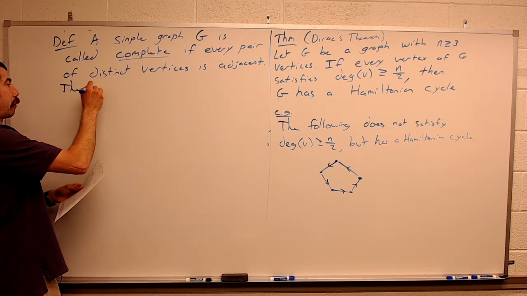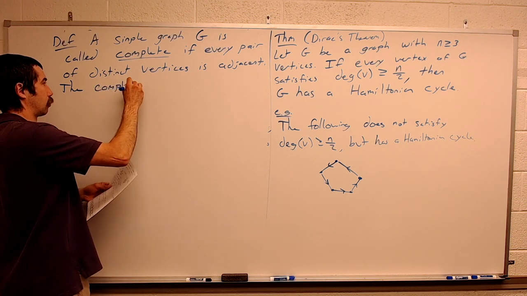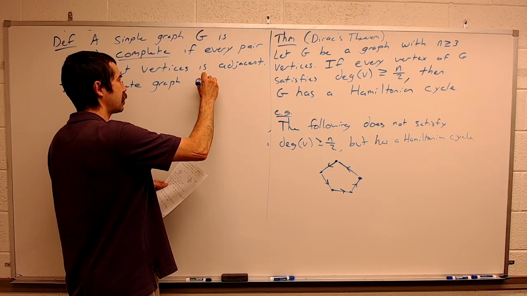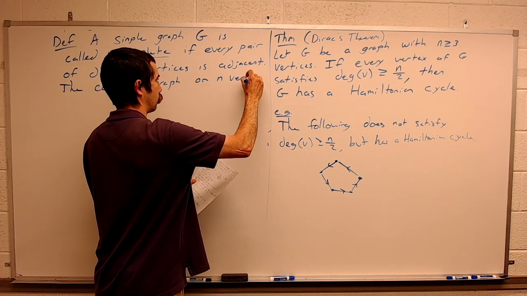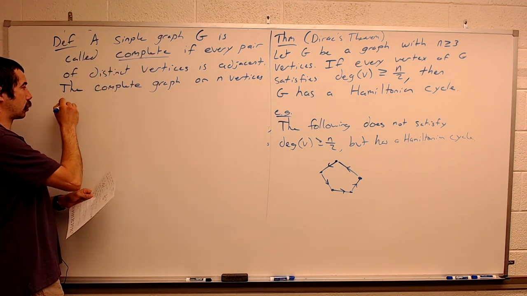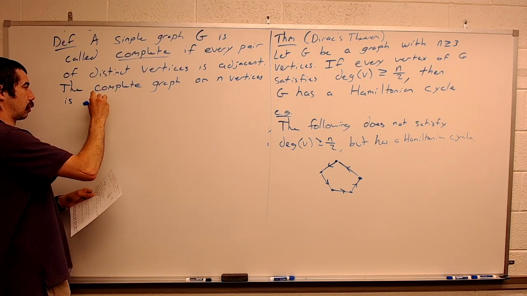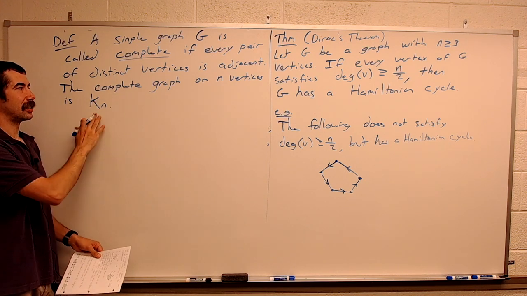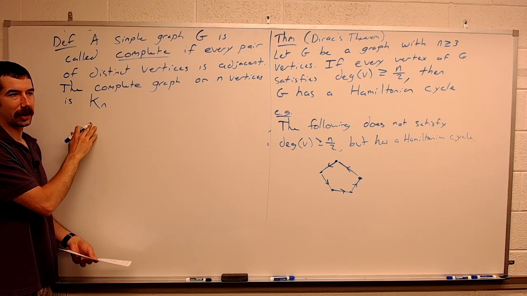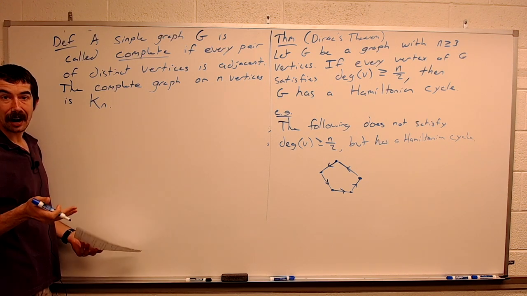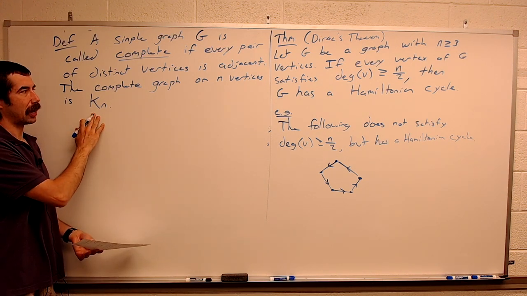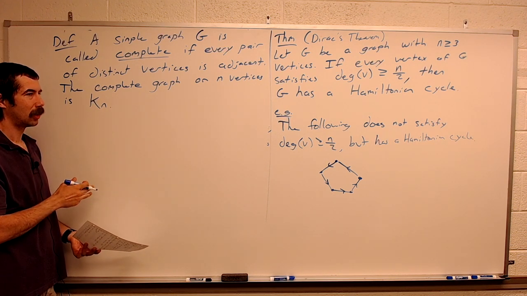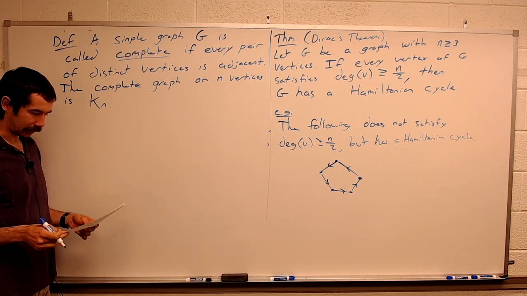The complete graph on n vertices is called K sub n. I always joke with my class that graph theorists just don't know how to spell. That's why they use K. But let me know in the comments if you know why they would use K for a complete graph. I suspect it's just K has the same sound as C, but I'm not sure. Maybe it makes sense in a different language.